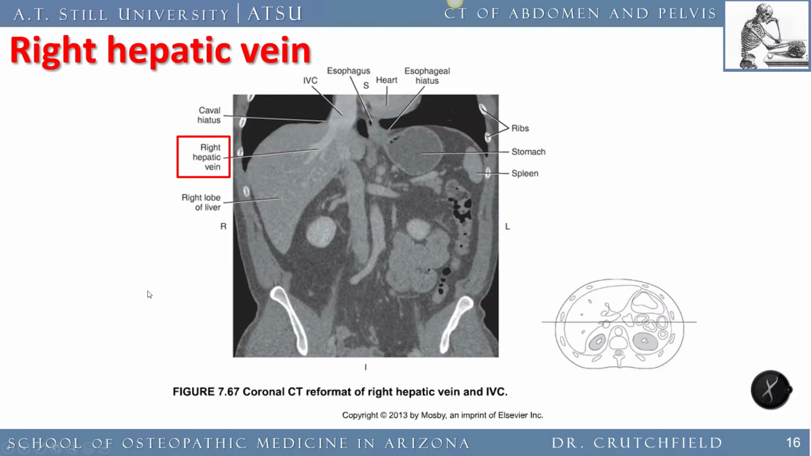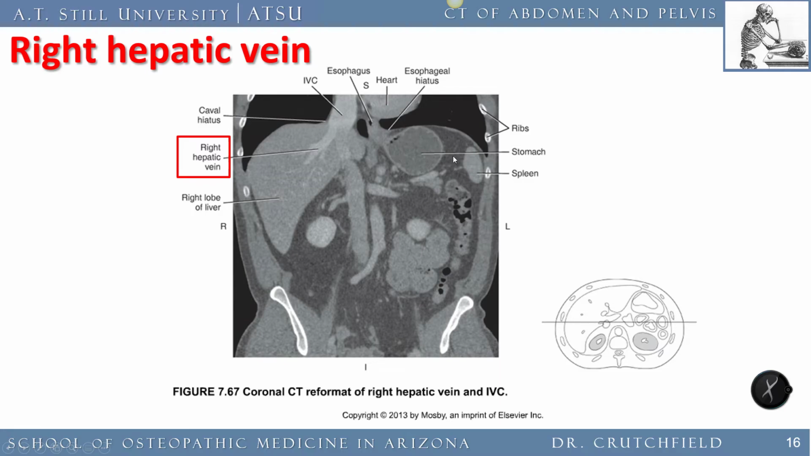In this coronal section, we're really looking at the right hepatic vein. And we notice how the right hepatic vein is joining the inferior vena cava. This is probably inferior vena cava. This is probably aorta, where it's branching into the common iliac on the right side.